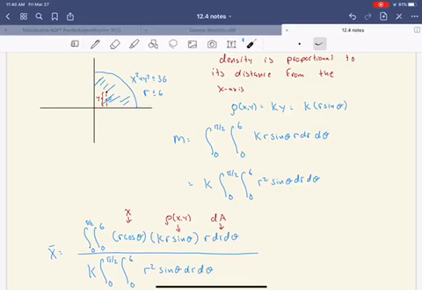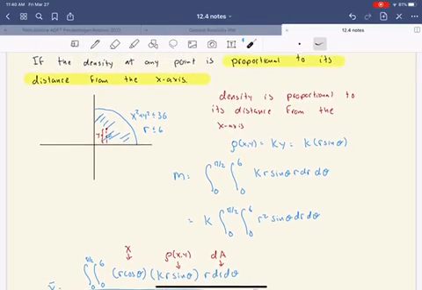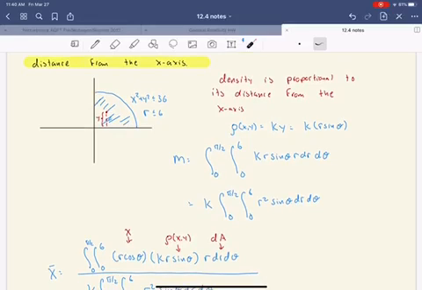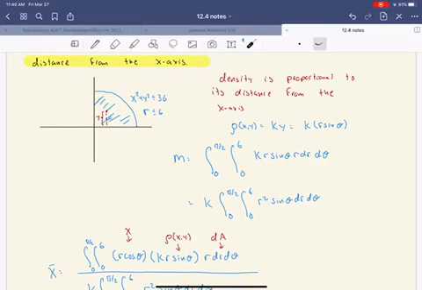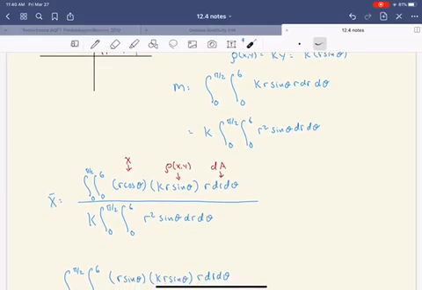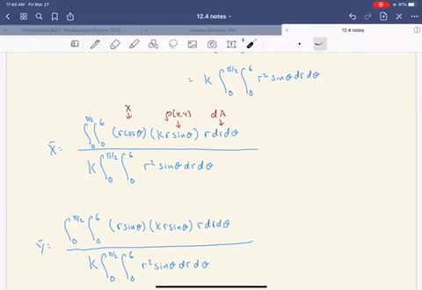Okay, and now this density is not symmetric, so we no longer expect a symmetric answer. Same thing that we did on the last one. x bar includes x, so x times rho dA divided by the mass.